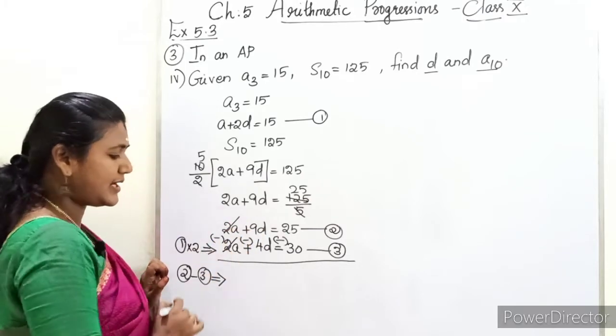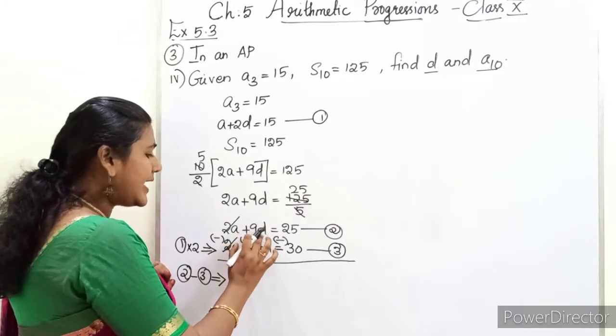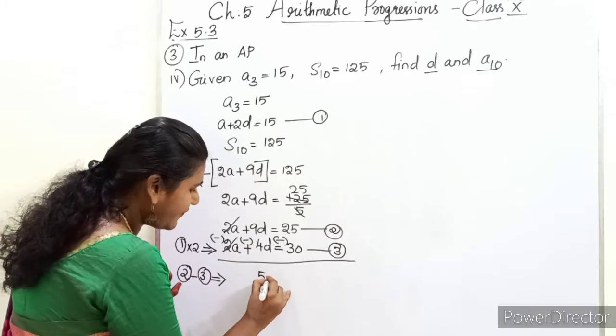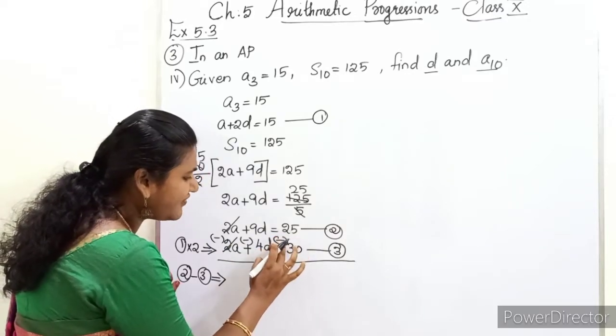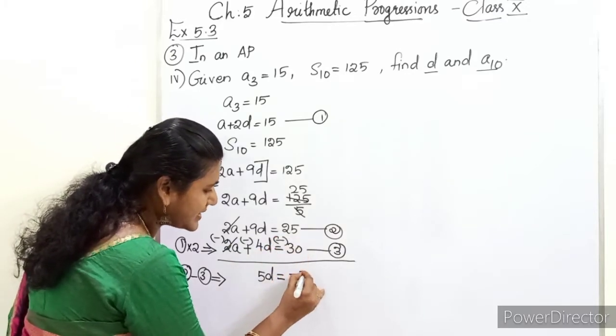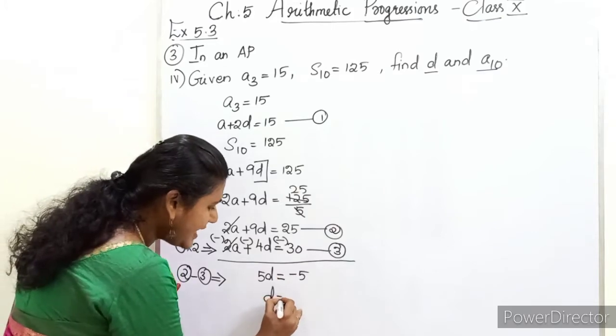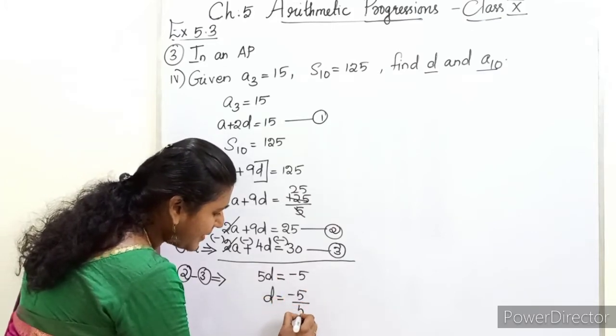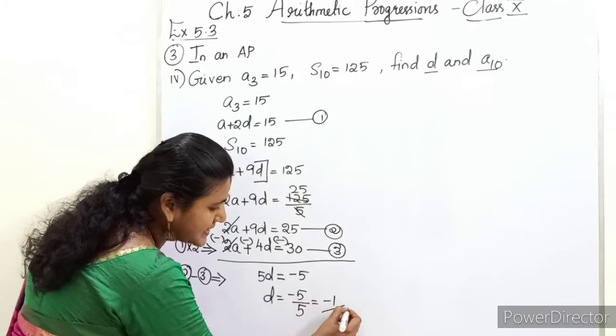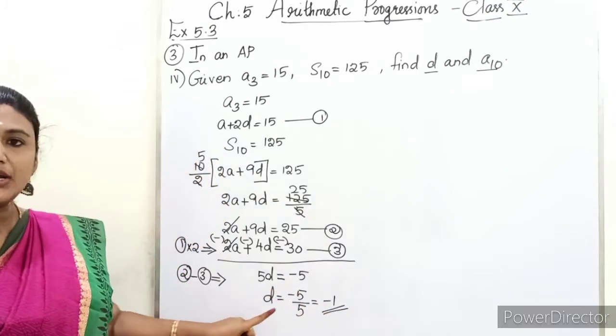So this 2A and 2A will get cancelled. 9D minus 4D, that is 5D, is equal to 25 minus 30, that is minus 5. So the value of D is equal to minus 5 by 5, which is equal to minus 1. So we got the value of D.